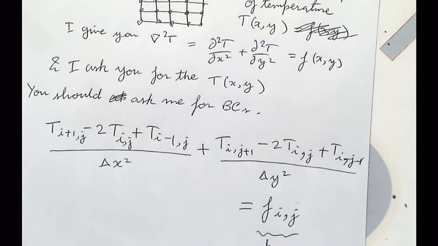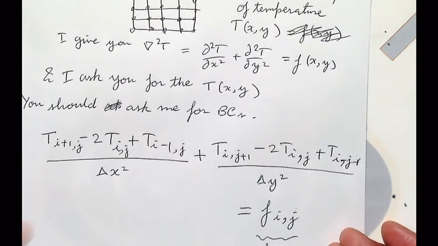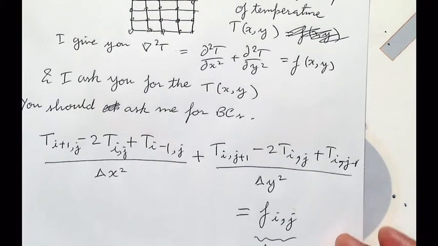But these are 2 completely valid ways. You can do a direct solve of the matrix system, or you can do an iterative solve. Take an initial guess and slowly iterate. And these 2 are methods that are used in practice.